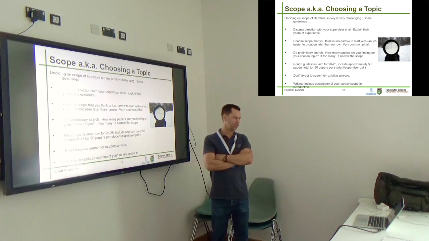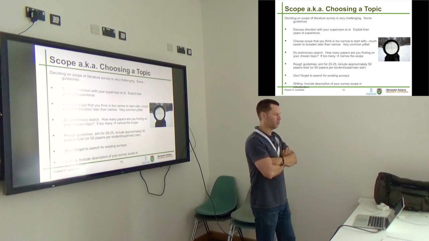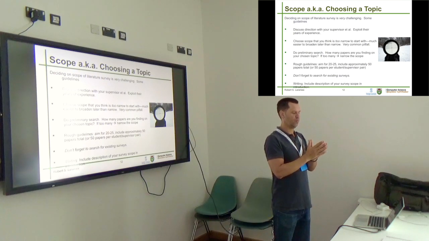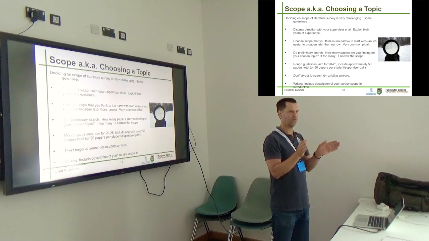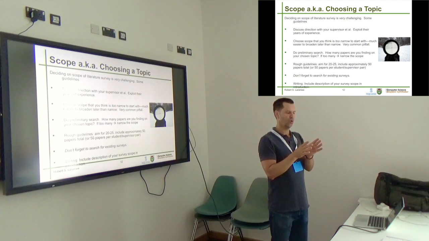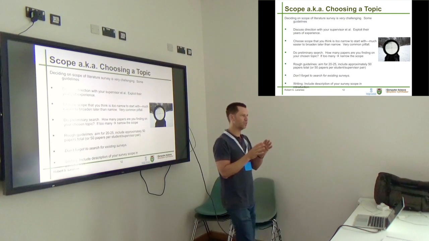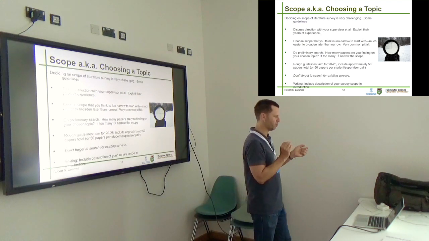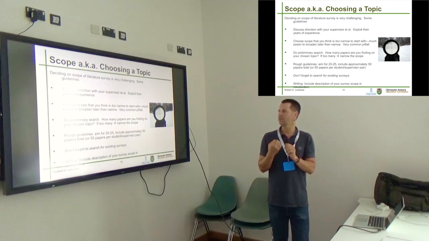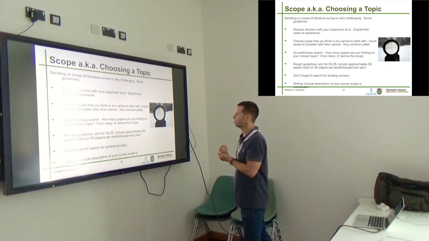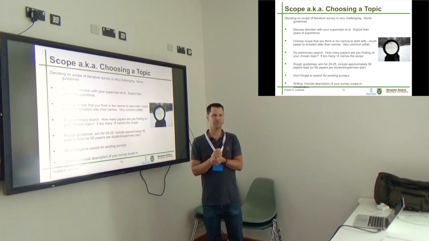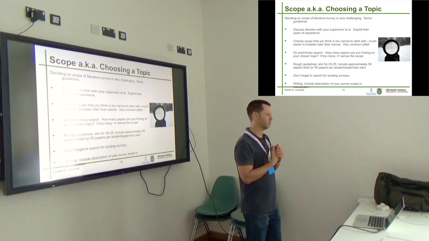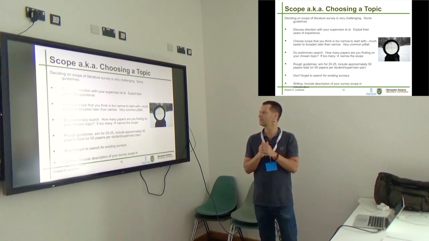Deciding on the scope, for example, how much breadth does your topic cover and how much depth does it cover? Where are the borders to what's included and what's excluded, which papers are in and which papers are out? That's something that you need to discuss very carefully with a supervisor or somebody that's more experienced at this.